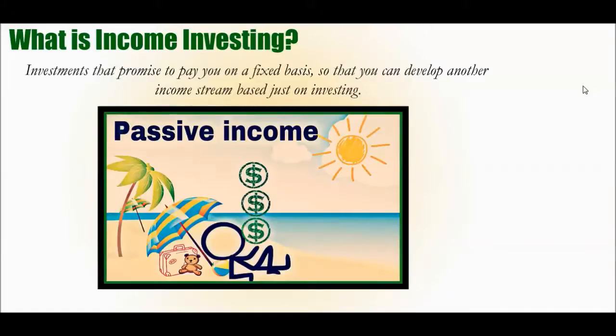Okay, what is income investing? It's basically investments that promise to pay you on a fixed basis so that you can develop another income stream based just on investing. So maybe, for instance, you have a job and that's your primary stream of income. Income investing is taking some of the money you have from your job, putting it in some investment that yields monthly, quarterly, annually, some additional fixed income.